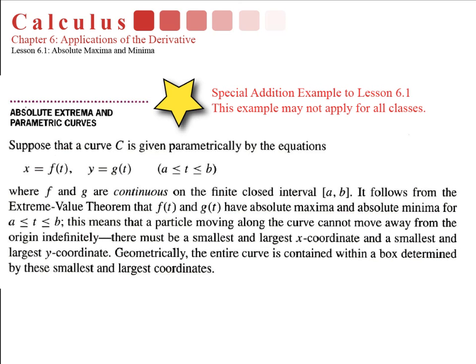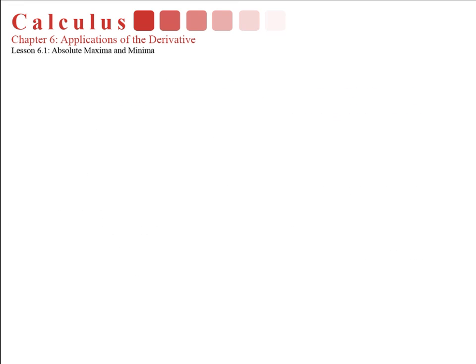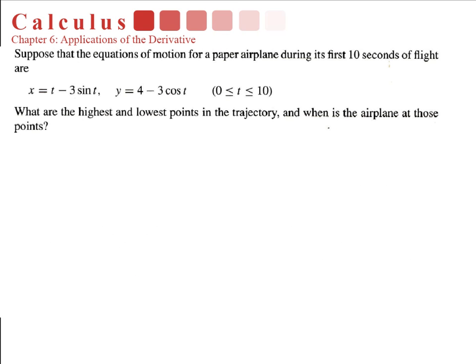So let's go ahead and look at an example of this. Suppose that the equations of motion for a paper airplane during its first 10 seconds of flight are the following. x is a function t minus 3 sine t, y is a function 4 minus 3 cosine t, and t is in the finite closed interval from 0 to 10. What are the highest and the lowest points in the trajectory, and when is the plane at those points?